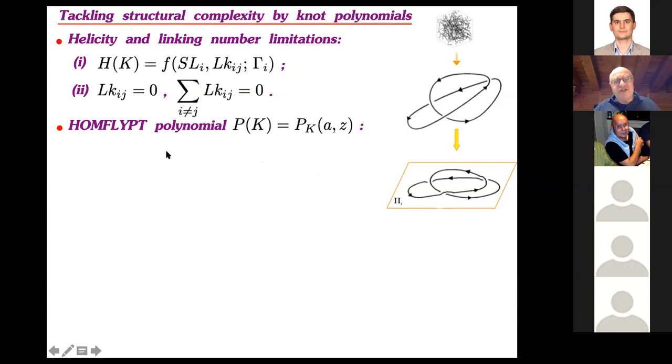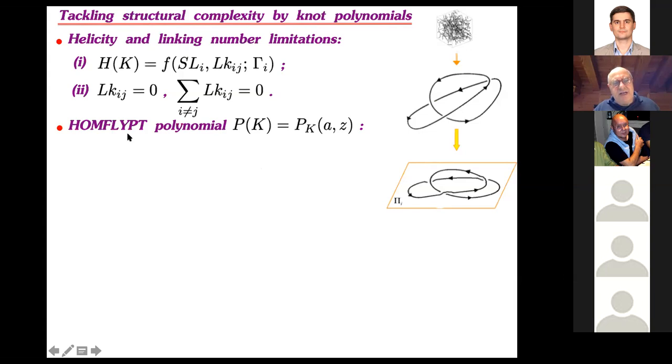Okay, I will refer to the HOMFLYPT polynomial. It is a polynomial in two variables, and for the moment, for this slide, say, no physics is concerned. So let's pause for a moment about physics, and let's focus on knot theory.